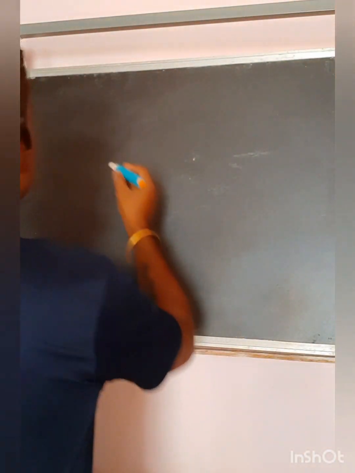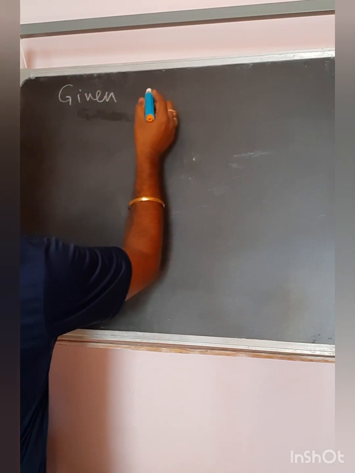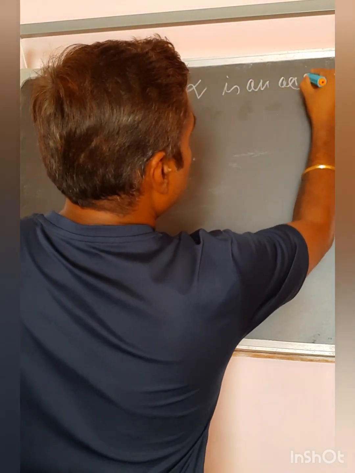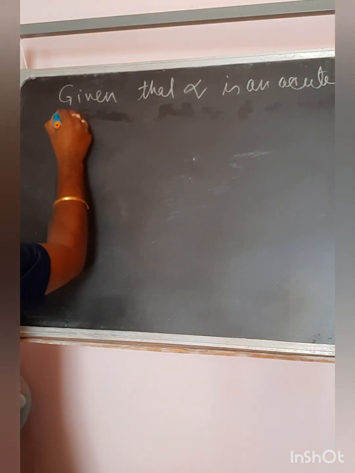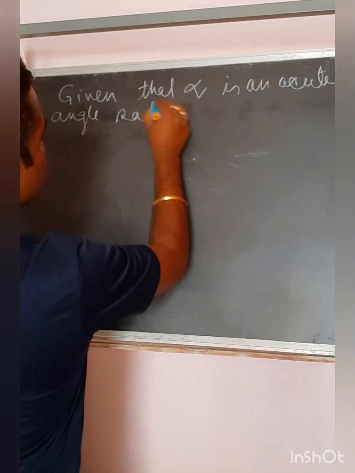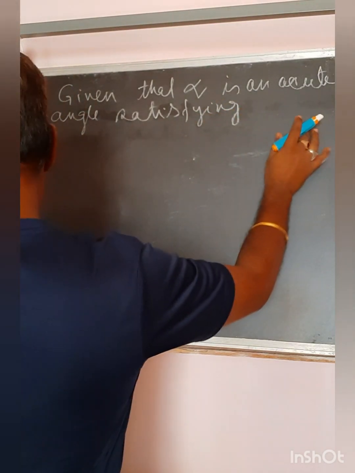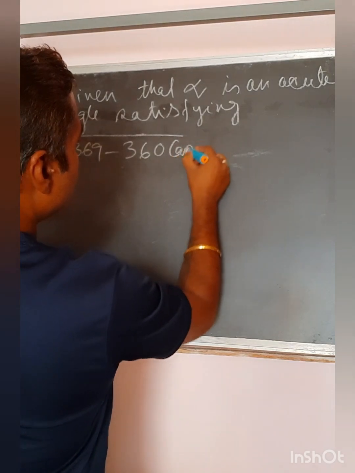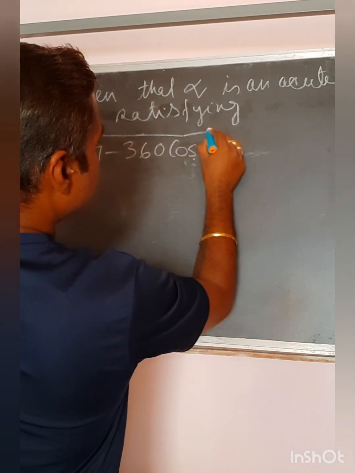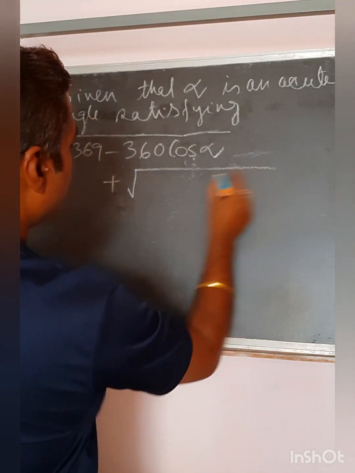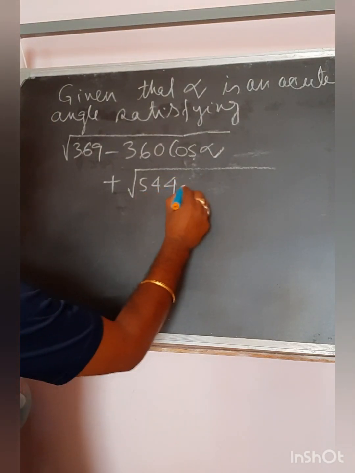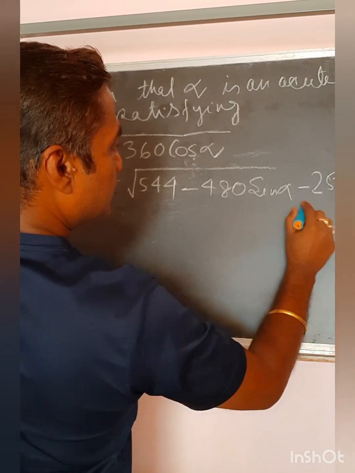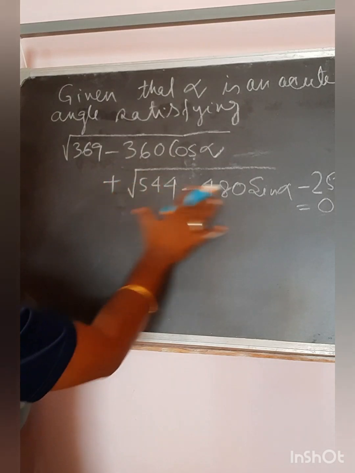Okay. So, the problem says: given that alpha is an acute angle satisfying the following equation: square root of 369 minus 360 cos alpha, plus square root of 544 minus 480 sin alpha, minus 25 equals 0. Now alpha is an acute angle which satisfies this equation.